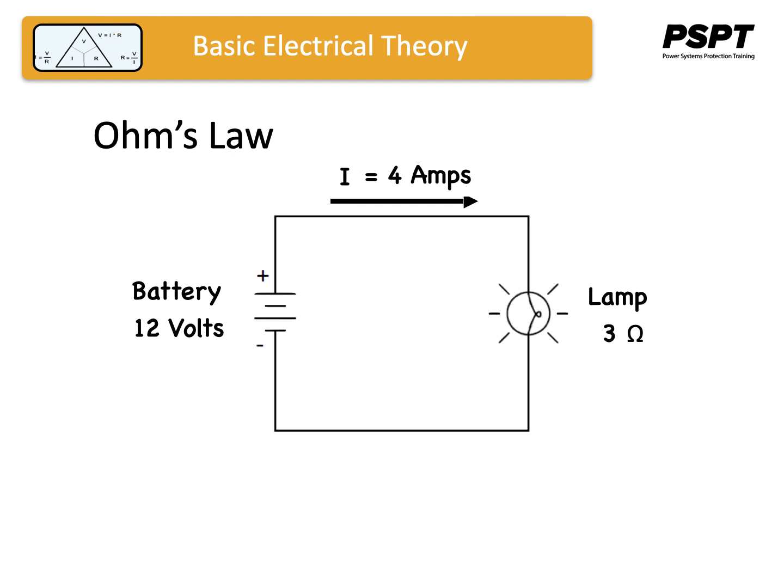Let's look at an example. A lamp or a light bulb, which we'll call the load, is connected across a battery. Given a load of 3 ohms connected to a 12-volt battery, what is the current that will flow? It is predicted by Ohm's law. The current will be equal to the voltage divided by the resistance, or 12 divided by 3, which results in 4 amps.